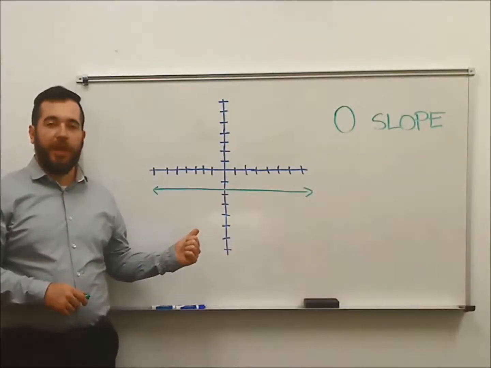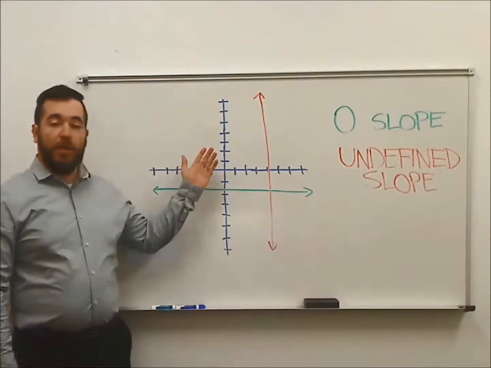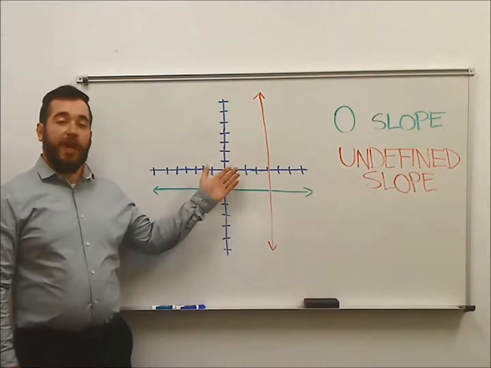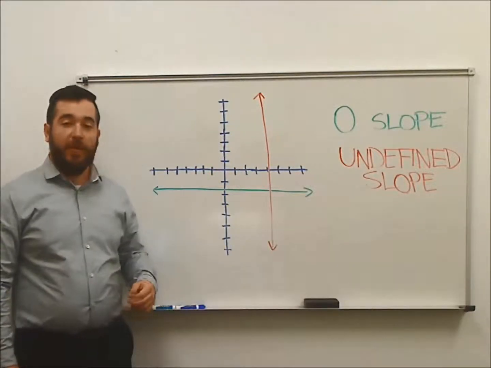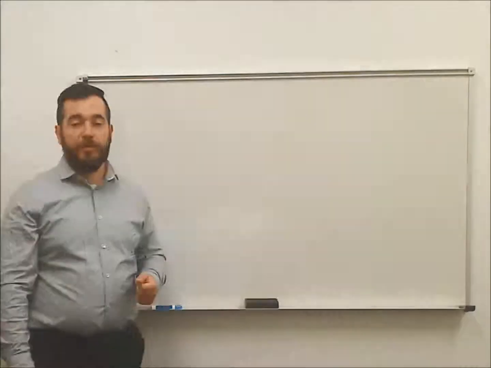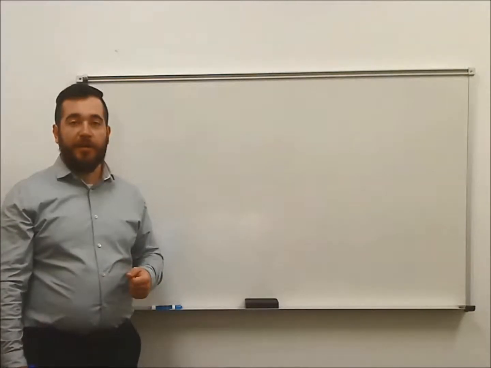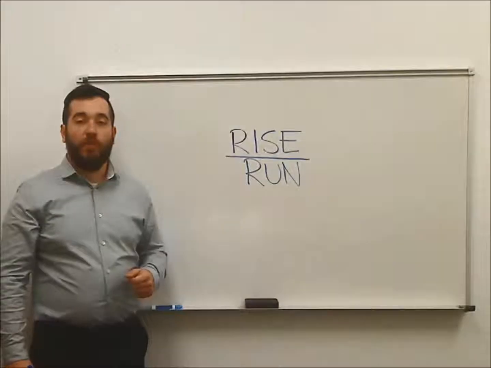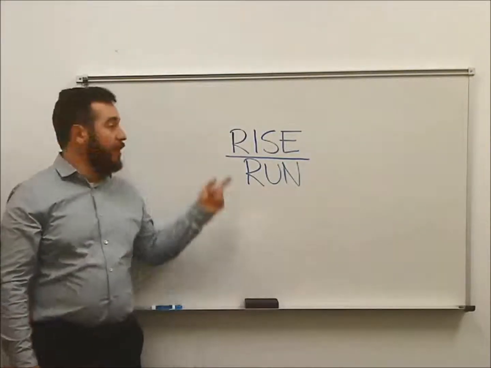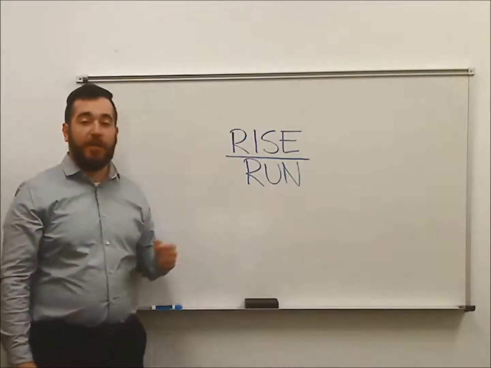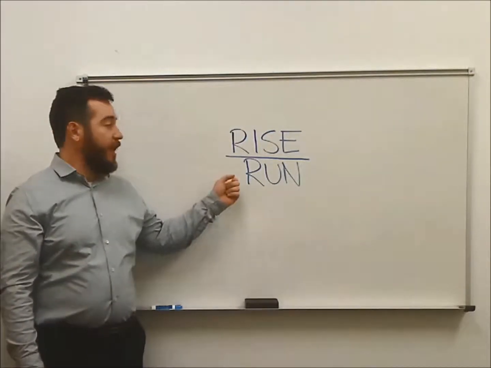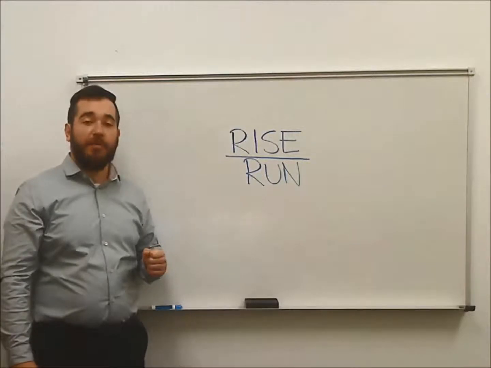A horizontal line has a slope of 0. Now, a vertical line is considered to have undefined slope. We'll get a little bit more into that later. A very common understanding of slope is rise over run, the ratio of how much a graph goes up or down divided by how much the graph moves left or right.